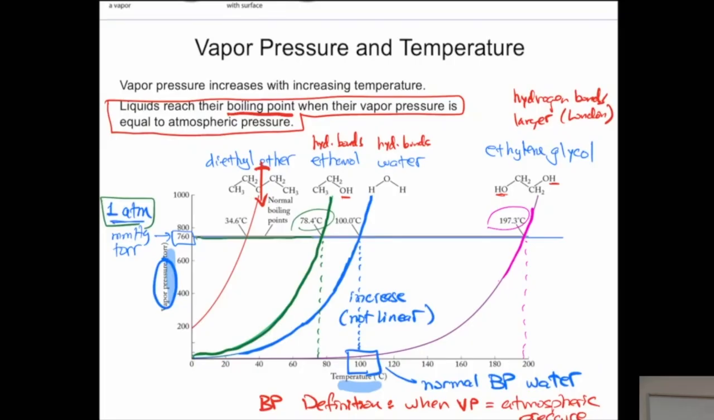There are much more intermolecular attractive forces in ethylene glycol, which means the vapor pressure of ethylene glycol, is it higher or lower than it is for water? Who thinks it's higher? Who thinks the vapor pressure of ethylene glycol is higher? Who thinks it's lower? It is lower, right?